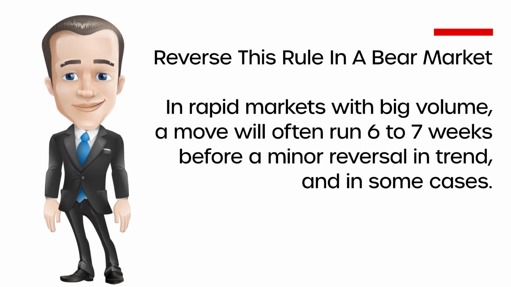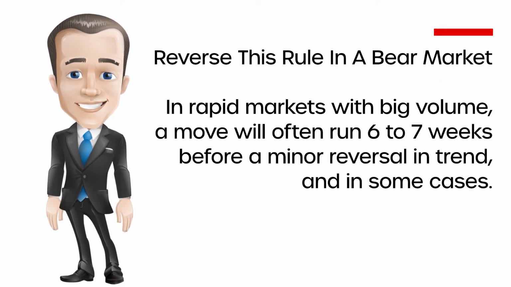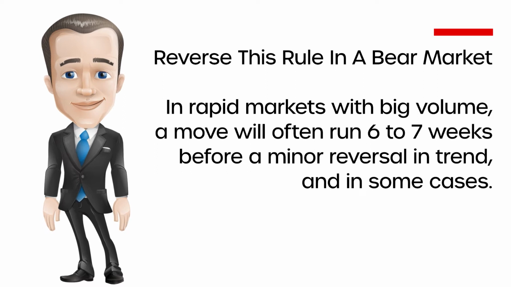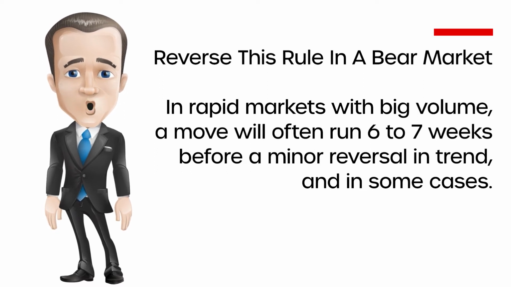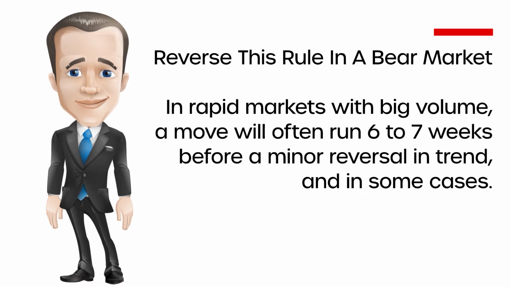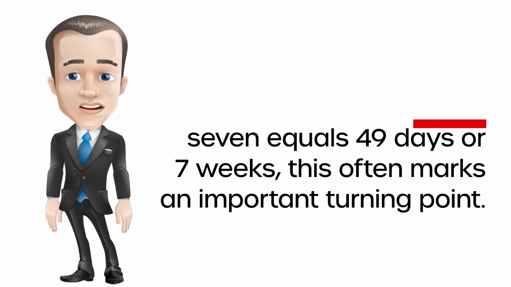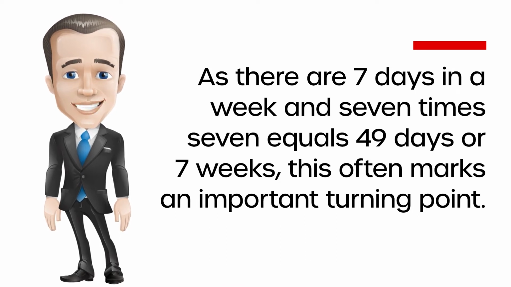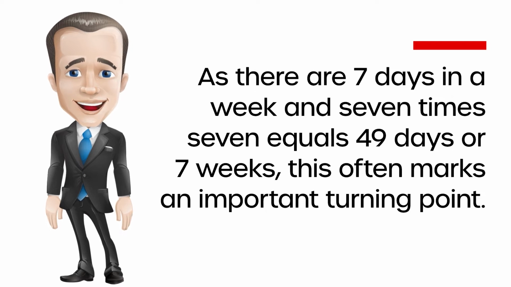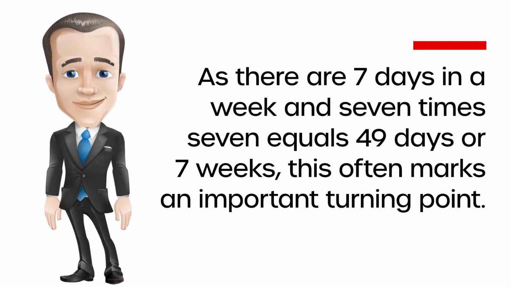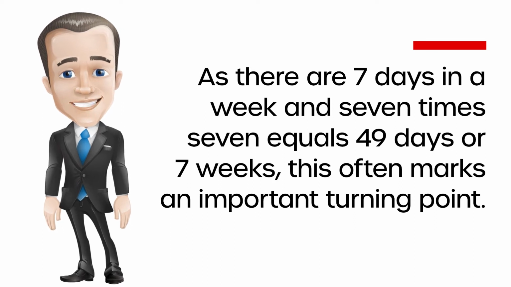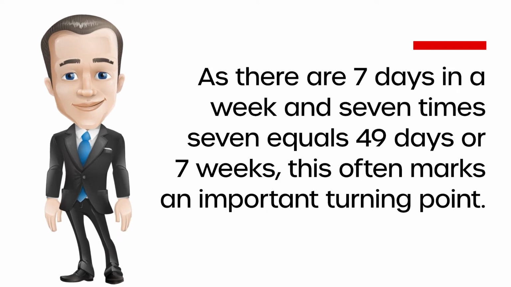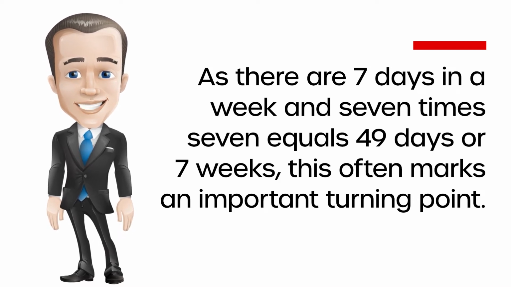In rapid markets with big volume, a move will often run 6 to 7 weeks before a minor reversal of trend. And in some cases, like 1929, these fast moves run 13 to 15 weeks, or 1/4 of the year. These are culminations of moves up or down. As there are 7 days in a week and 7 times 7 equals 49 days or 7 weeks, this often marks an important turning point. Therefore, you should watch the top or bottom around the 49th to 52nd day, although at times the change will start on the 42nd to the 45th day because a period of 45 days is 1/8 of the year. Also watch for a culmination at the end of 90 to 98 days.